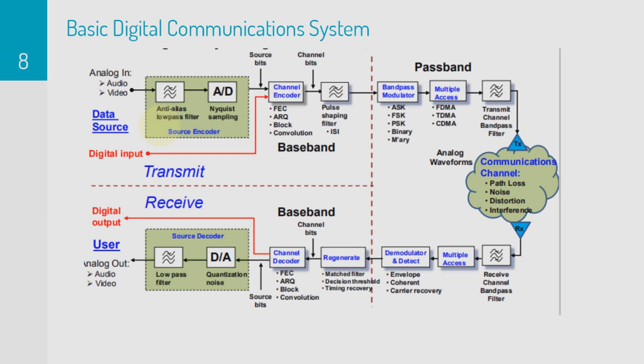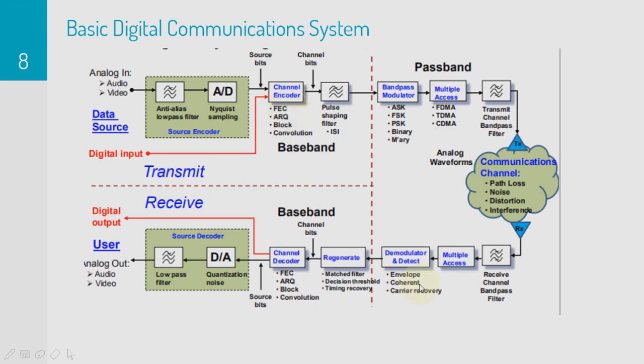So this is the typical block diagram of the digital communication system in detailed structure. We already studied this, but this is the detailed structure of the basic digital communication. The data source may be audio or video, and it provides to the anti-aliasing low pass filter. Again it is sent to the sampling and analog to digital converter. So these two blocks combine as the source encoder. After the source bits are generated, they go to the channel encoder where different schemes can be used, that is forward error correction, ARQ, that is automatic repeat request, or convolution.